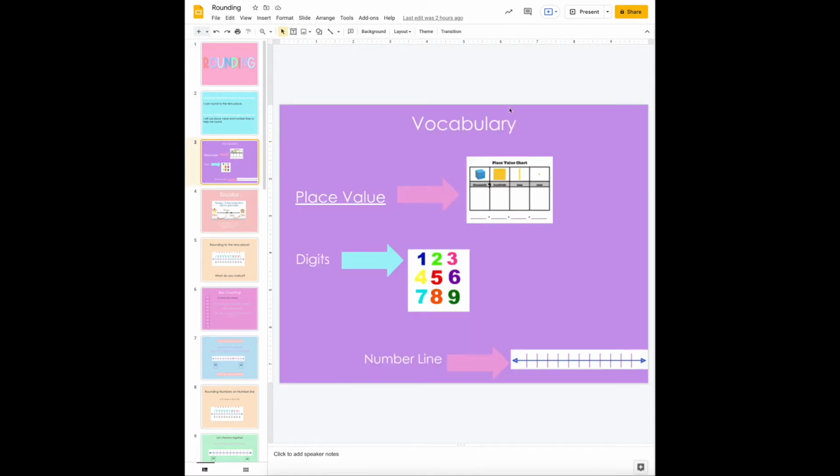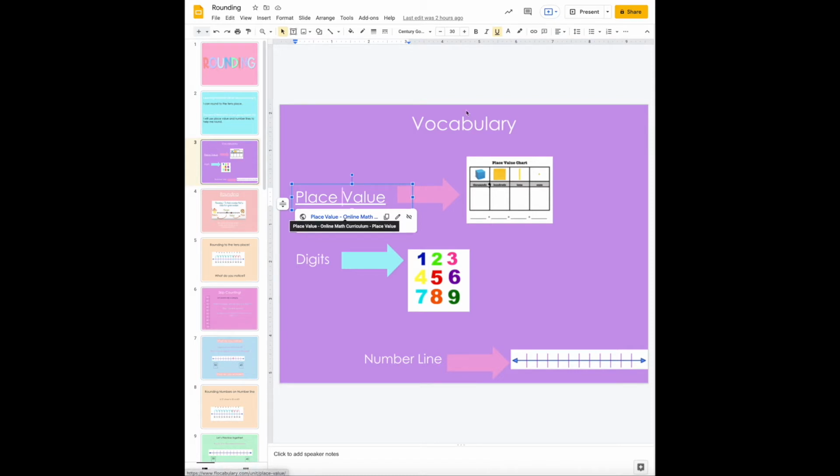Before we do anything, we're going to go over our vocabulary. We already know place value. We have thousands, hundreds, tens, which is our big focus today, and ones. I'm going to link this for you on Google Classroom. If you click on that, it will take you to Flocabulary.